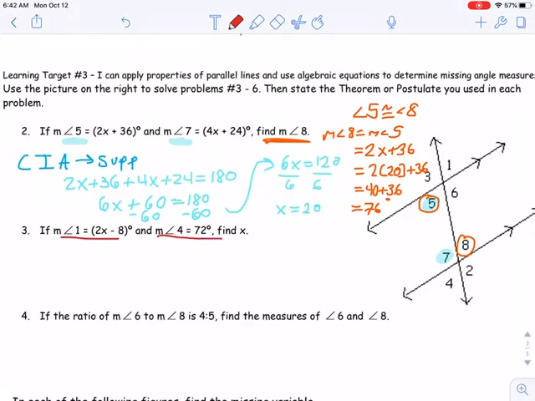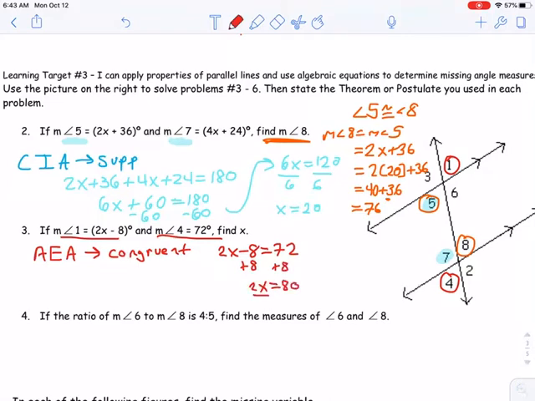Angle 1, angle 4. Well, let's emphasize it. I have angle 1 up here, angle 4 down here. All right, so they're alternate exterior angles, and they're congruent. That's going to help me say, well, all I got to do is say, well, 2x minus 8 equals 72. Add 8 to both sides. 2x equals 80. Divide both sides by 2. X equals 40. And that's it. It told me to find the value of x.